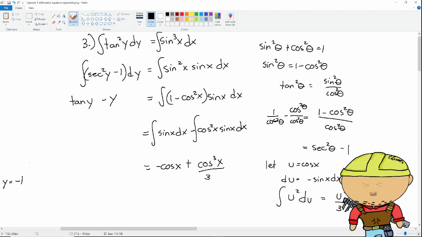Positive cosine x cubed over 3. Okay, simplification. Let's lower down the integrated part, tangent y minus y. Now that we have integrated, we can add c either on the left or on the right. Well, we can add it on the right.